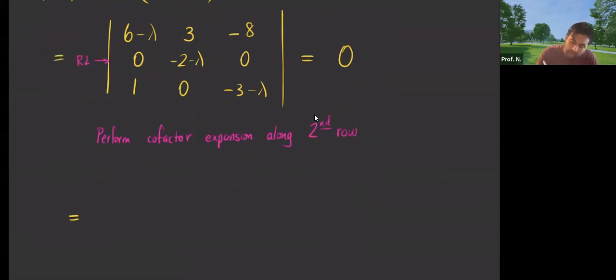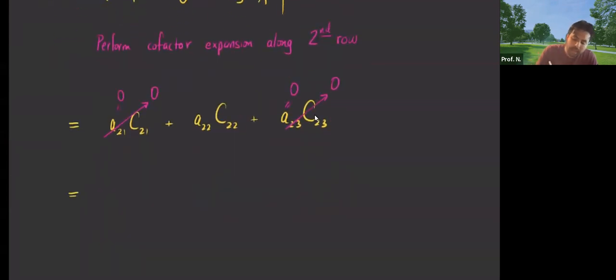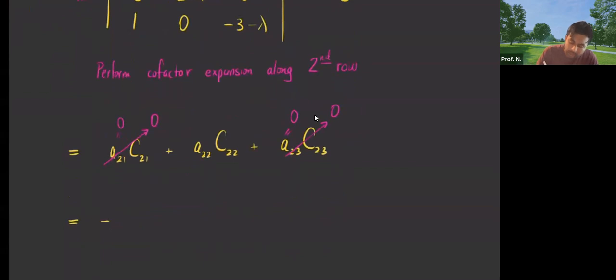remember, this is going to look like what? This is going to look like A21 C21 plus A22 C22 plus A23 C23. But A21 equals 0 and A23 equals 0. So those go away, right? Those become 0. So really, all we care about is A22, which is what? -2 minus lambda.